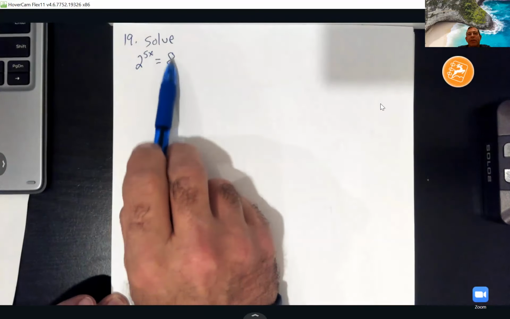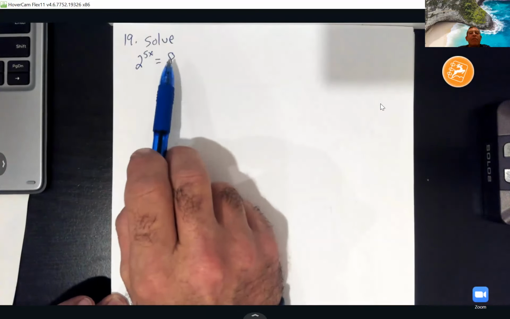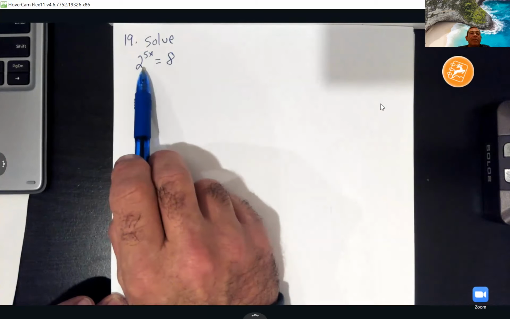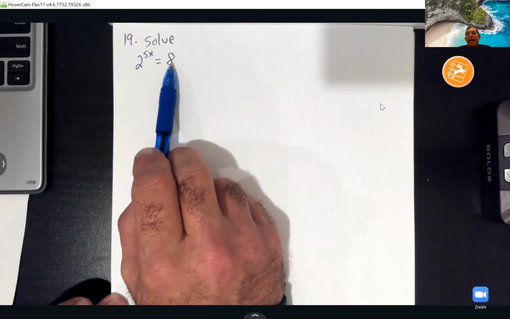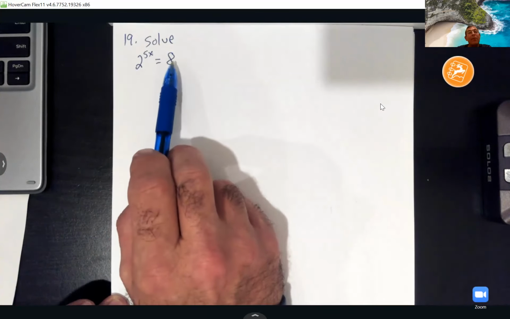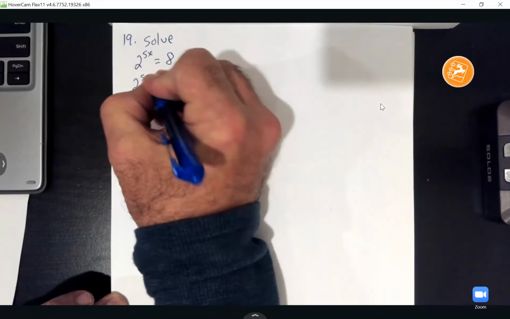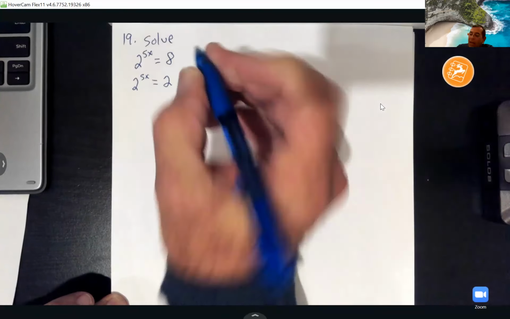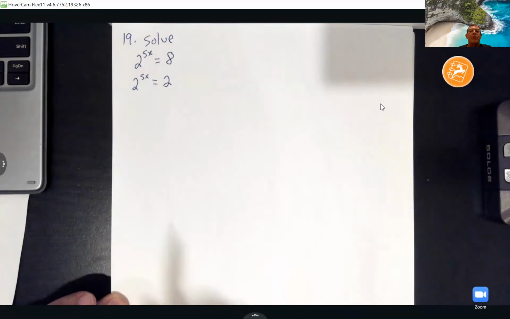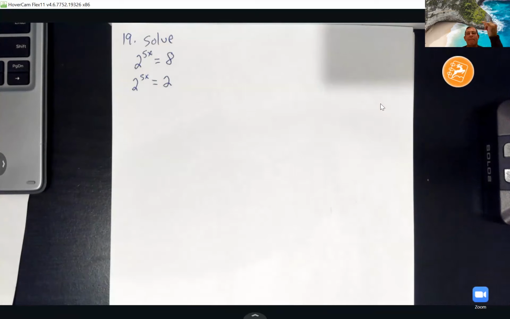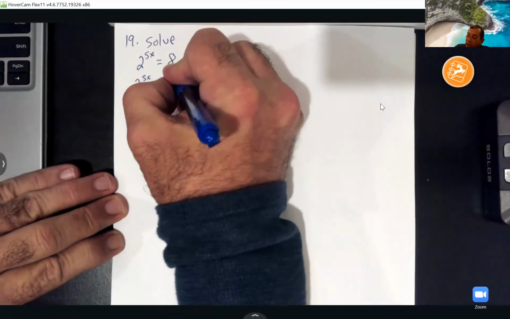So on these exponential equations, I try to rewrite this number using a base of 2 that matches this, okay? So can you rewrite 8 using a 2 as the base? And that'd be yes on this one. So bring down 2 to the 5x. So how many times you got to multiply that 2 to turn it into an 8? So let's see, we got 2 times 2 is 4. And then 4 times 2 is 8. So that would be 3 2s, okay?